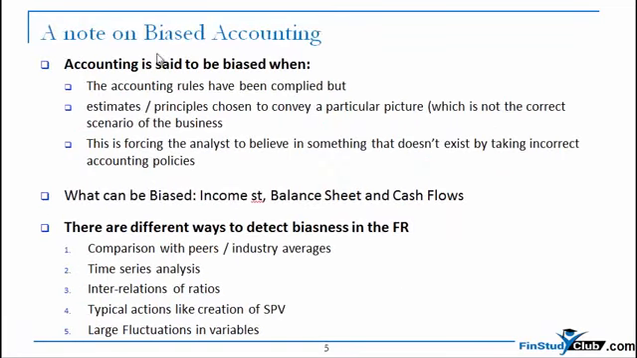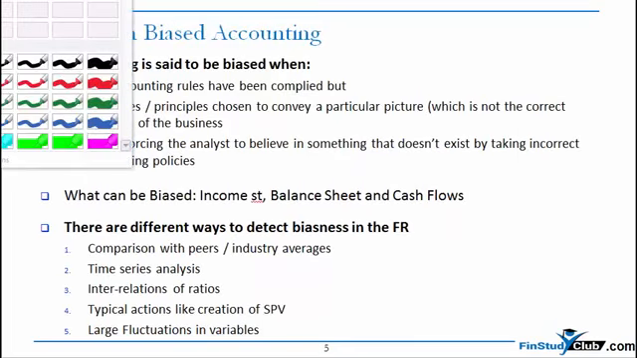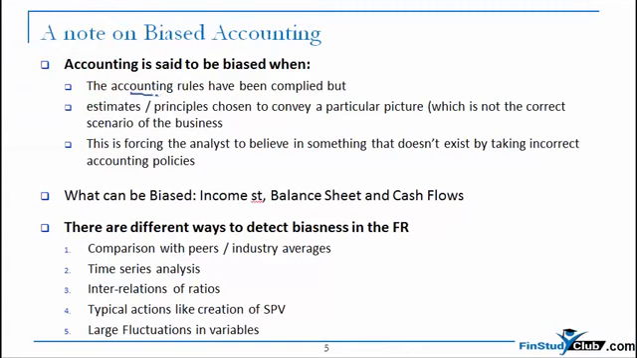Now, a small note on biased accounting. What is biased accounting actually? Biased accounting is basically this combination that we have been talking about, where the earnings quality is anyways turned bad, but the reporting quality is just being compliant. What I mean by just being compliant is that it is not violating any standard, US GAAP or IFRS, but it is still not decision useful. Okay, just a small note on that. Herein, what we're basically trying to say is that the accounting rules have been complied with. We are not violating any principles, but the estimates or the principles that we have chosen are basically to convey a particular picture, which is obviously not the correct scenario of the business.